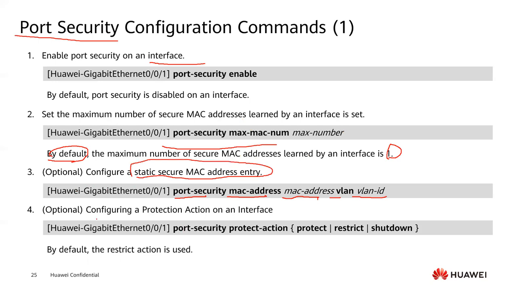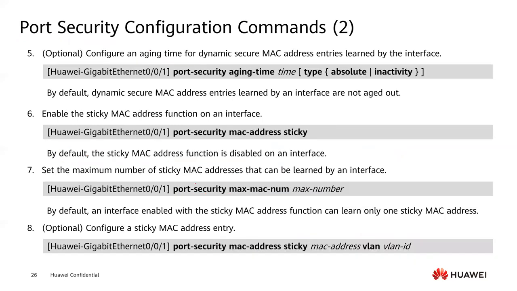Then you can configure what action the device will take after it receives a frame that is not in the security MAC address table. You can set it to protect, restrict, or shutdown. Then you can also set the age time for the security MAC address entry. You will find that they have different age times. Then you can use this command to enable the sticky MAC address function on the interface. It means all the MAC addresses already learned on this interface will be converted to sticky MAC addresses.